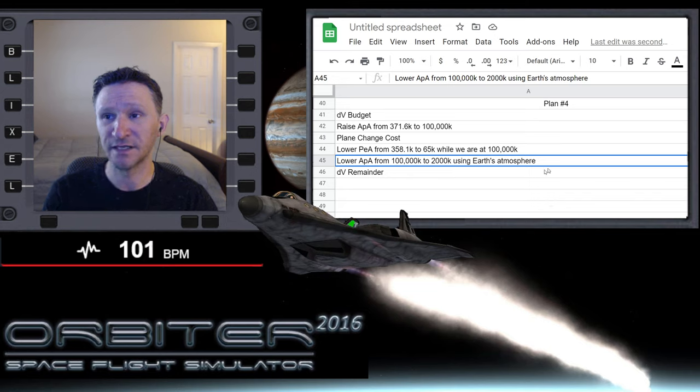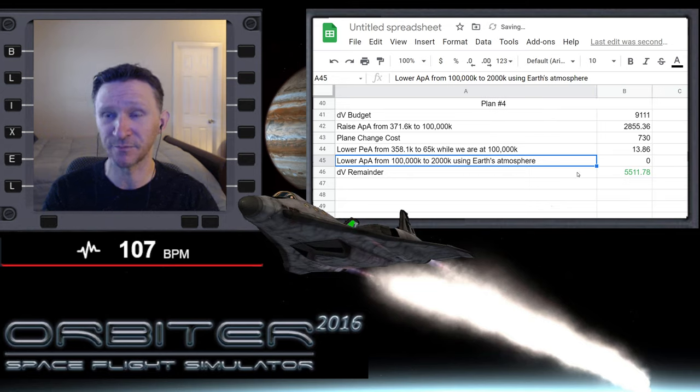Now, of course, getting this exact is going to be very unlikely. We would probably end up exiting Earth's atmosphere with an altitude of 2,200 kilometers or 1,800, something like that. So there would be some kind of cost here. But let's take a look at what this looks like.